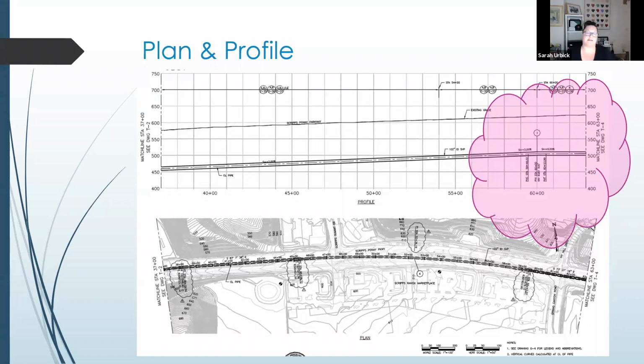That's kind of what they used for this project. The depths of this line, you can see here that we've got an elevation of 600 feet. At this point, our pipe is down at 450 feet.